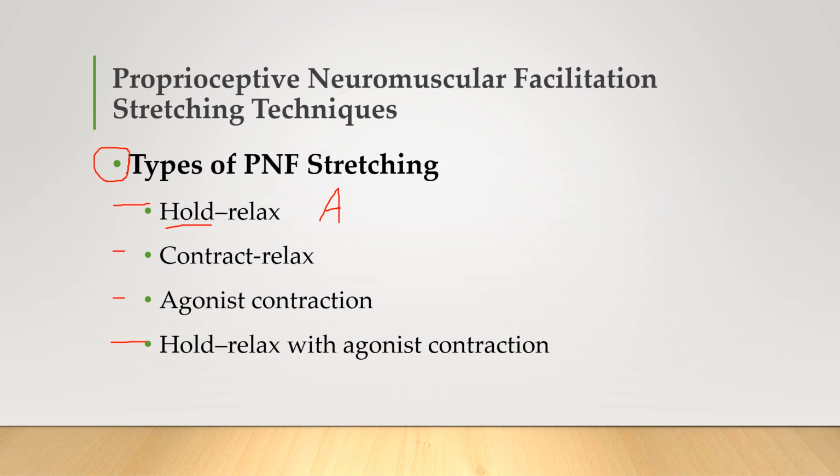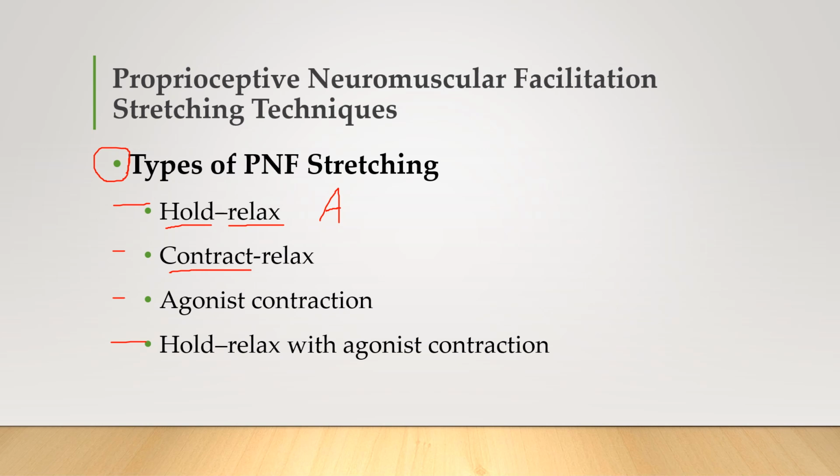Low intensity isometric contraction. And then we're going to tell the patient to relax, and we're going to move their limb into a passive stretch, a deeper passive stretch. So more hip flexion, more knee extension to stretch the hamstrings. Hold means isometric. Relax means relax.